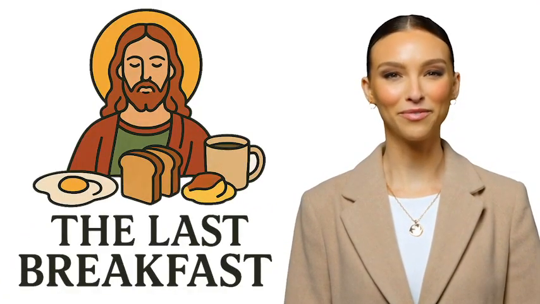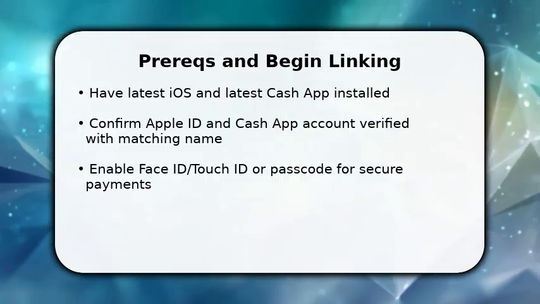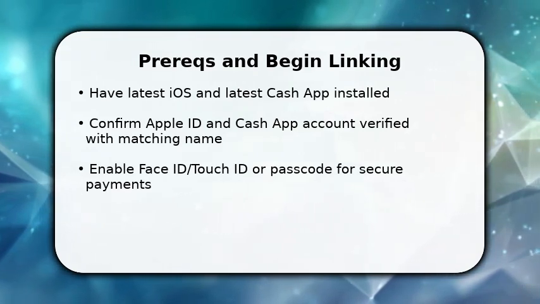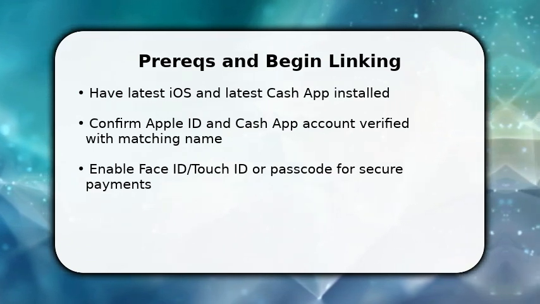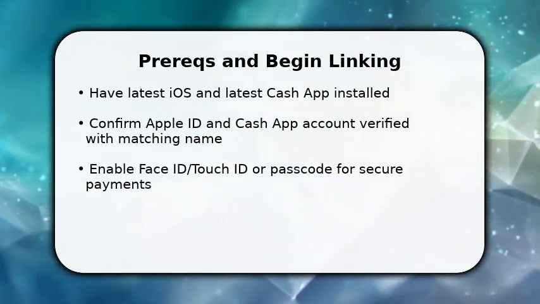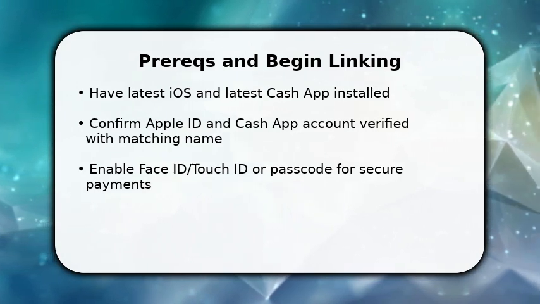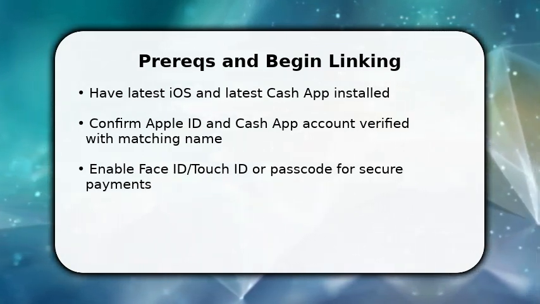Please enjoy the video. You start by confirming prerequisites. Update iOS and Cash App, sign into the same Apple ID, and verify your Cash App identity. Once those checks pass, open Cash App and tap the Profile or Banking tab. Make sure you're using the account you want to link.